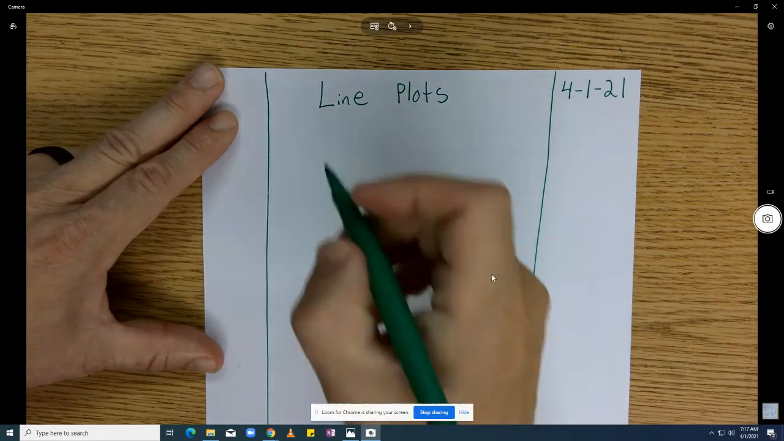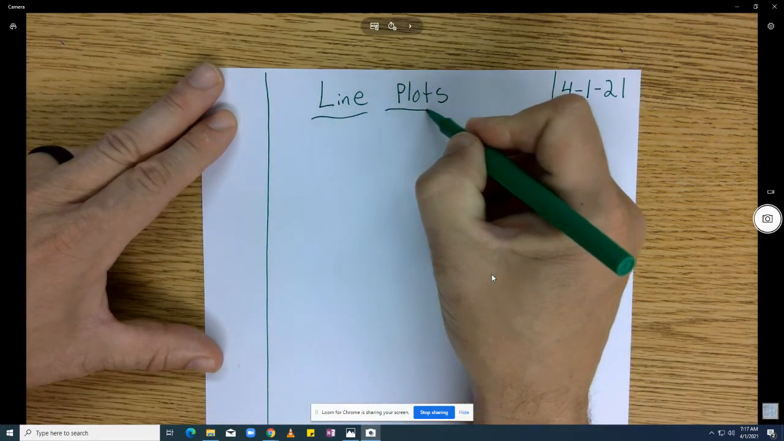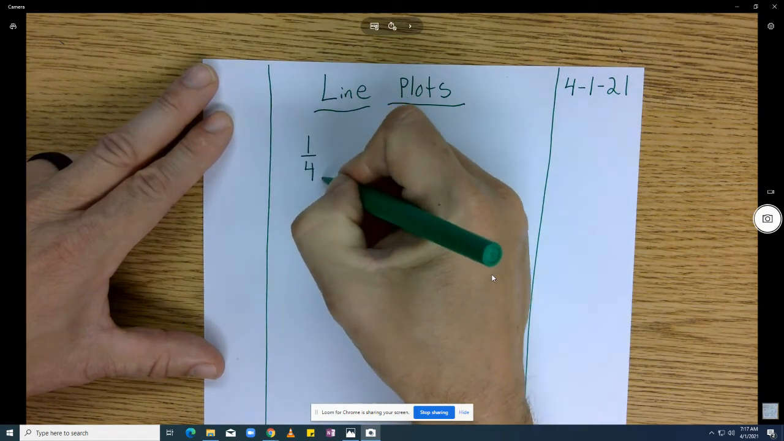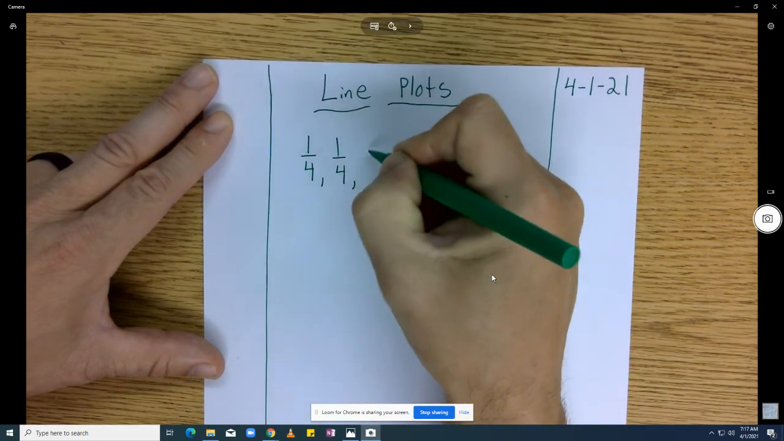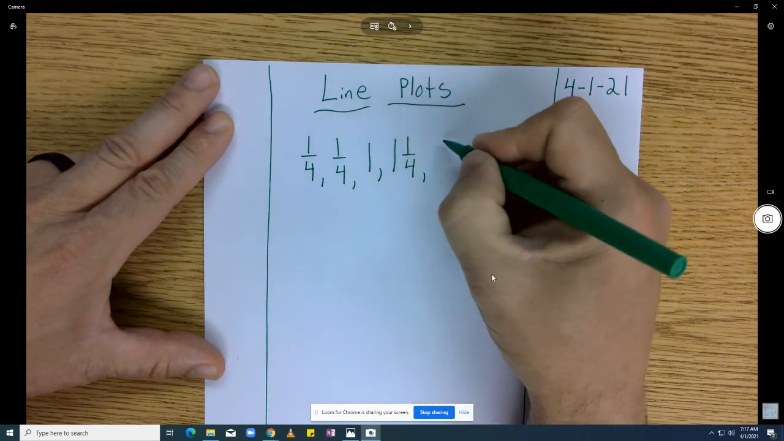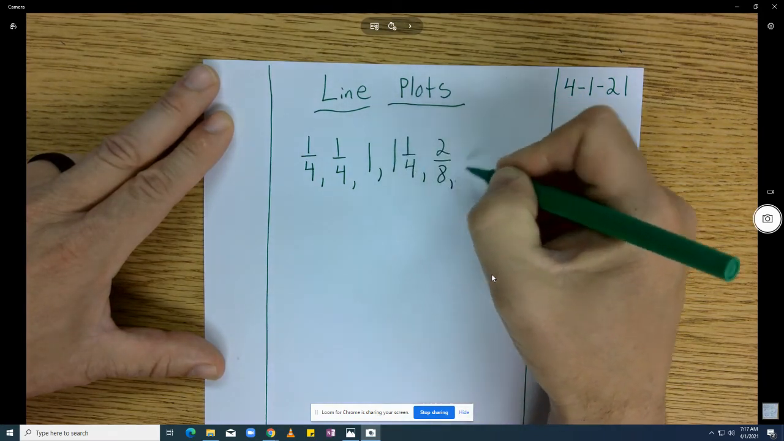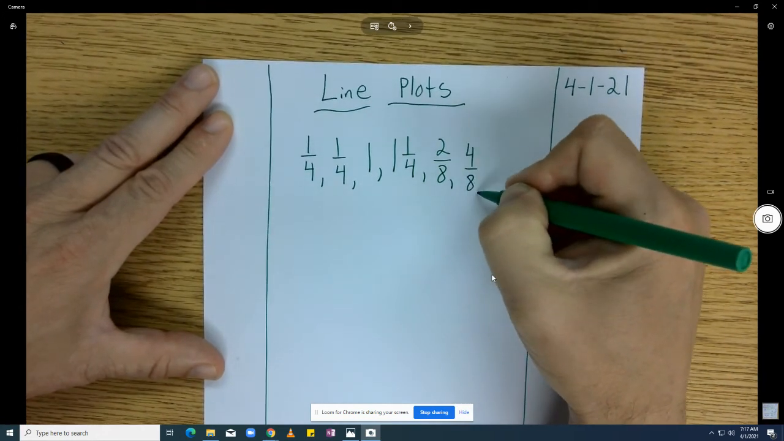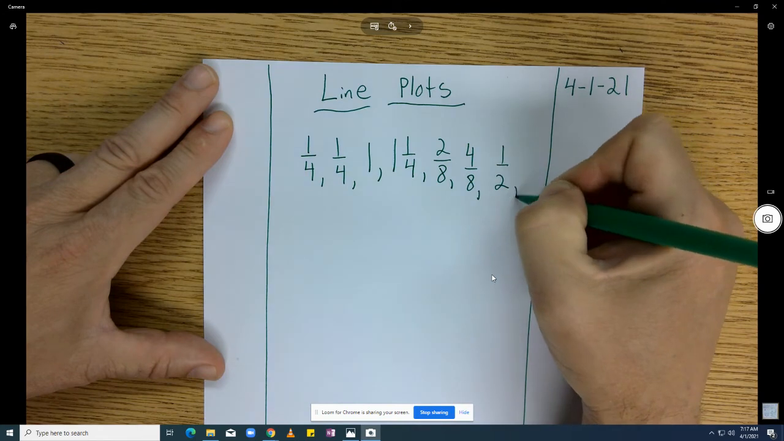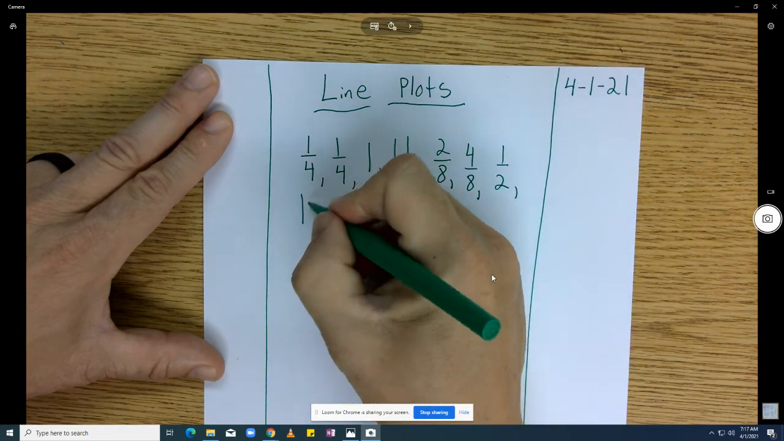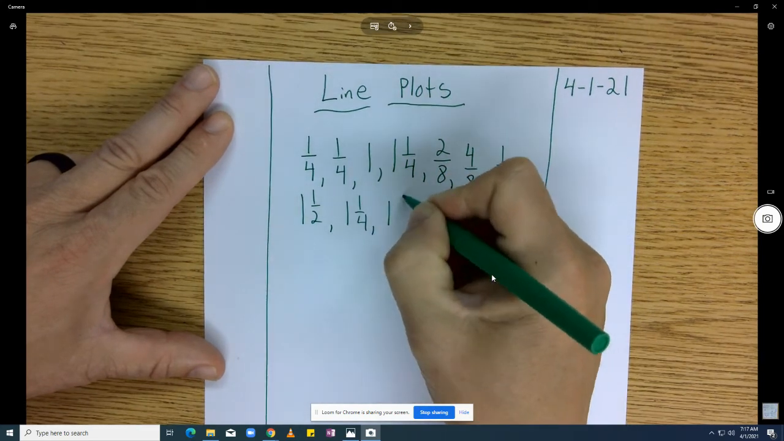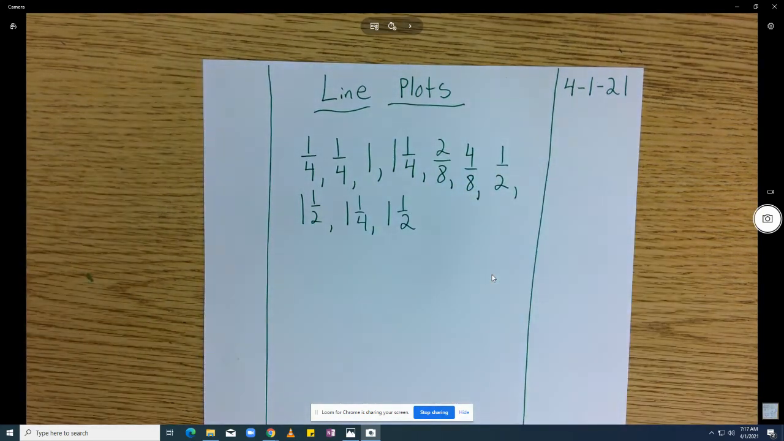Okay, so what we're going to start with is some data, some numbers. You just need to copy this quickly. Let's do 1/4, 1/4, 1 whole, 1 1/4, 2/8, 4/8, 1/2, 1 1/2, 1 1/4, and 1 1/2. So I'll give you a second to write all that down.